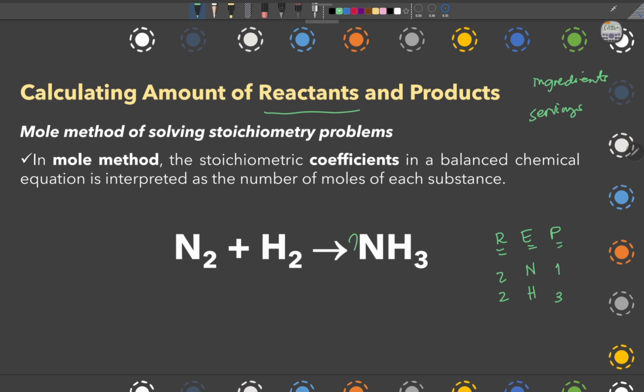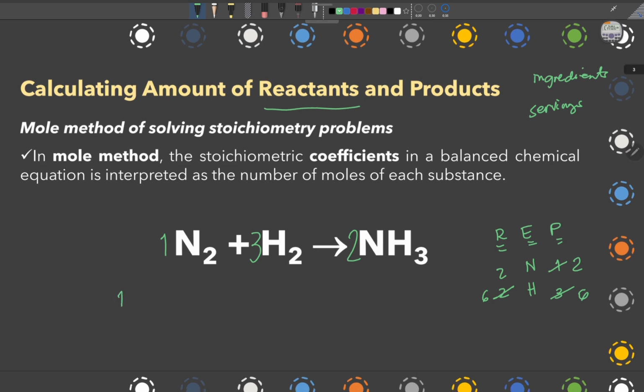So we multiply this by 2. This becomes 2, this becomes 6. Then to balance the H, we multiply this by 3, so this becomes 6. So the balanced equation will be 1 is to 3 is to 2. The ratios will be 1 mole of N2 is to 3 moles of H2 is to 2 moles of NH3. So basically, whatever the numerical coefficients are, that will give you the ratio.